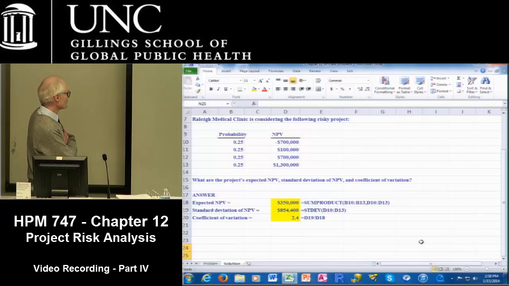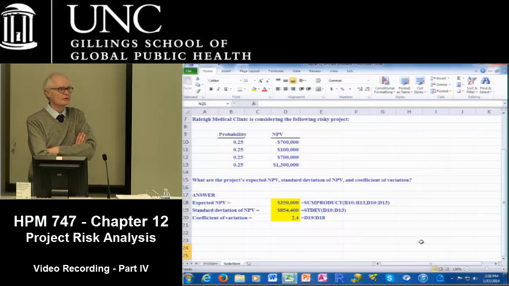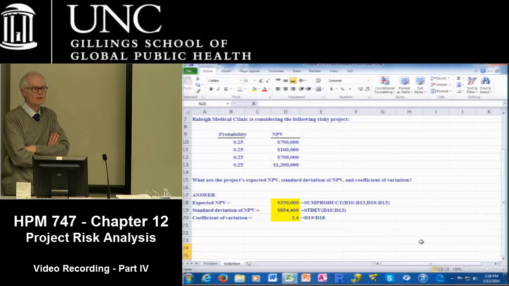So the expected NPV, you can use the SUMPRODUCT function in Excel, where all you're doing is multiplying the probabilities times the NPV. The standard deviation function, because there are equal probabilities, you can just use the STDEV function, and that calculates the standard deviation from D10 to D13. And then the coefficient of variation is simply the standard deviation divided by the expected net present value. Any questions about that? The arithmetic?